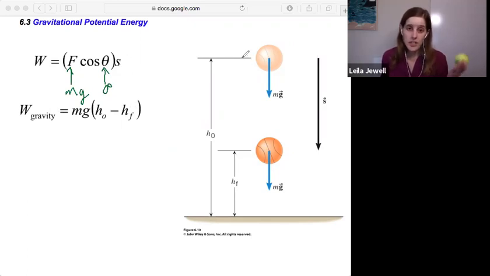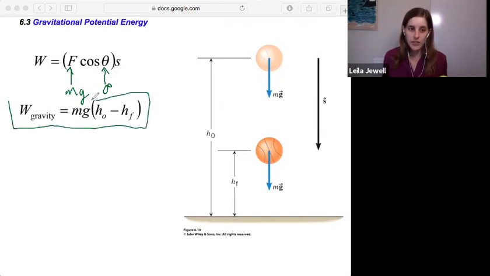And cosine of 0 degrees is just 1. Displacement is the initial height minus the final height, because that will give us this value s, right? If we have h initial is the bigger quantity minus h final is the final quantity. So that tells us the work done by gravity is equal to mg times the difference in height, the initial height minus the final height.